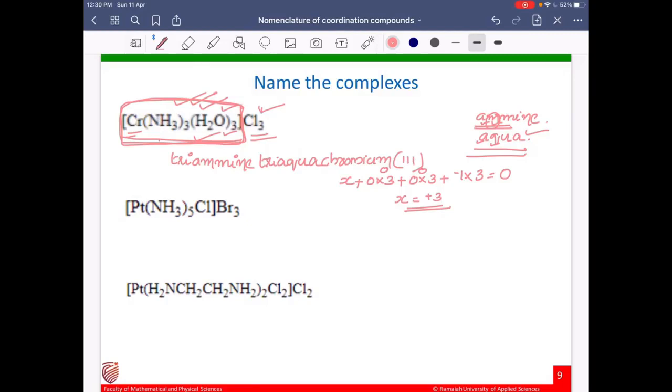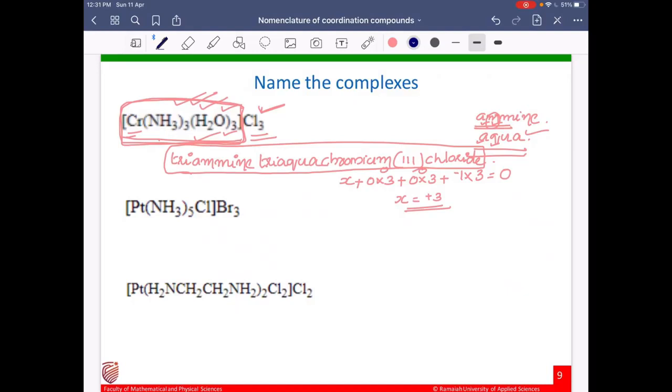After that we have to write the anion name. The anion here is chloride. We don't have to give the number of how many chlorides are required in the structure. Just write chloride. So the name of the complex is triammine triaqua chromium(III) chloride. We wrote the name. Similarly, we will be able to write the name for the second compound, that is [Pt(NH3)5Cl]Br3.